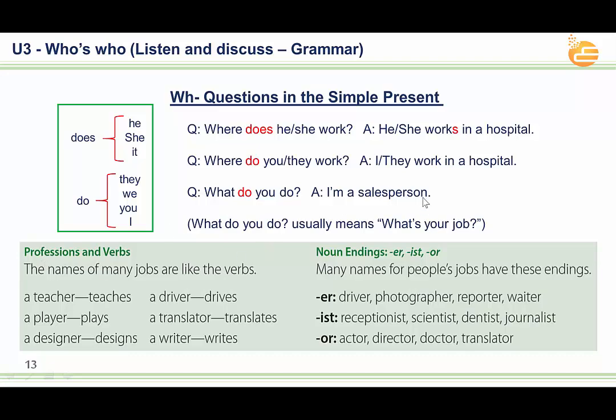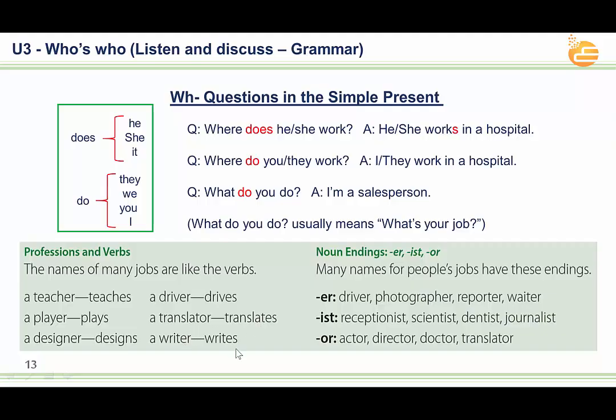So now we talked about what do you do and what's your job, so we have to talk about professions and verbs. The names of many jobs are like verbs. The names of the jobs are just like the verbs, but you have to add something simple. For example, a teacher, he teaches. Teaches, teacher. A player, plays. A designer, designs. A driver, drives. A translator, translates.